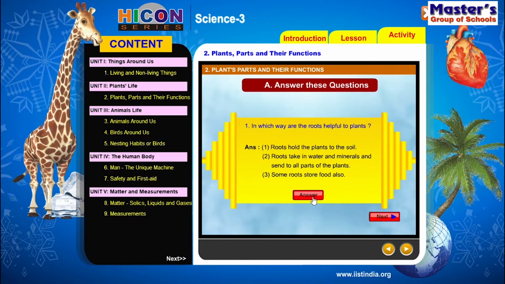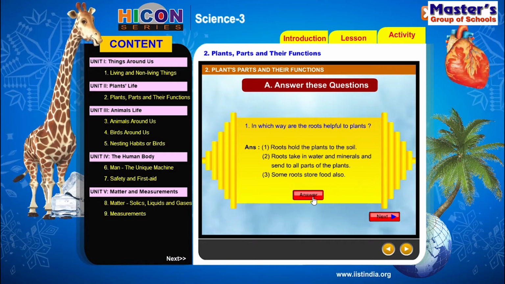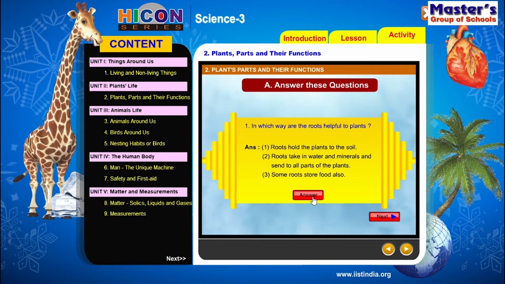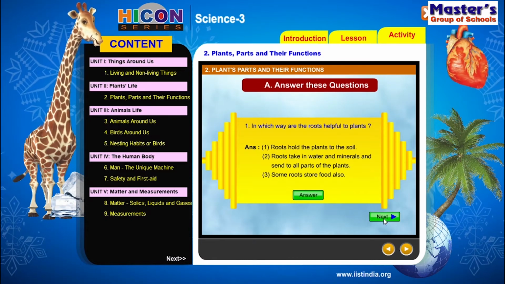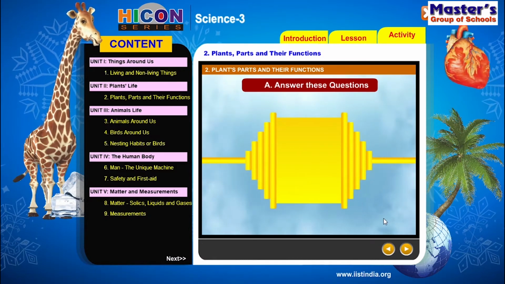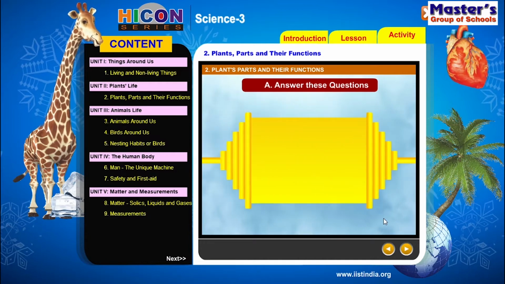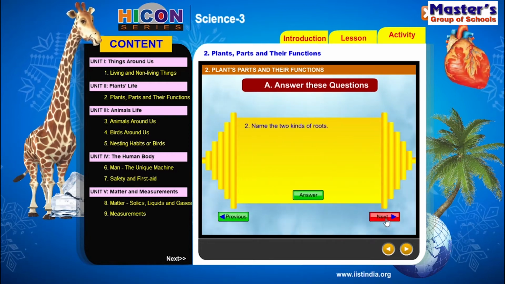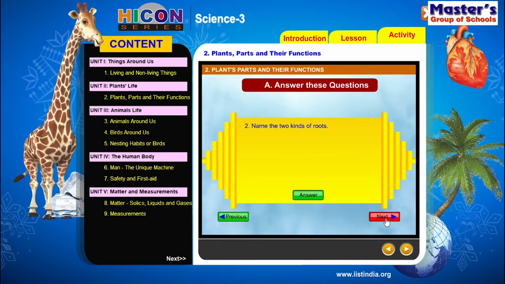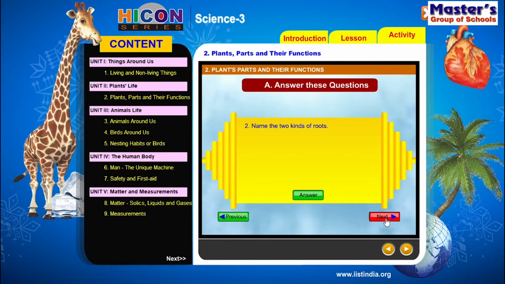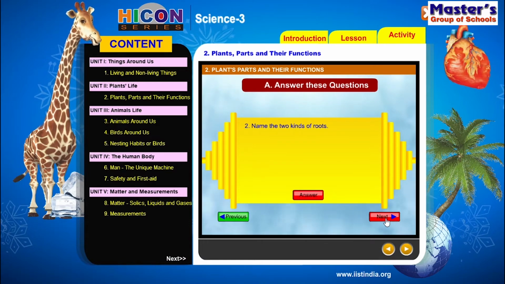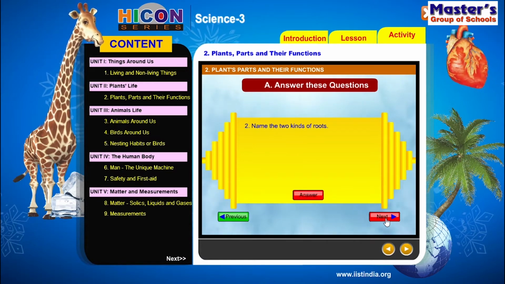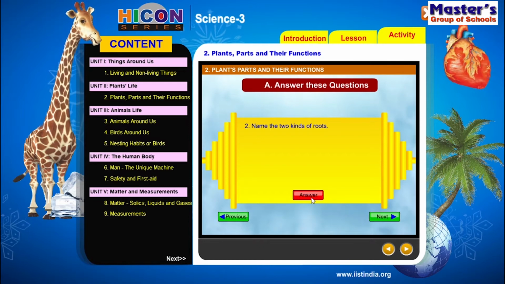So children, this is the first question and answer. Note down this question and answer in your notebook. So see the next question. The second question is: name the two kinds of roots. Name the two kinds of roots. So children, we have discussed in the chapter that there are two types of roots. So see the answer for this question.